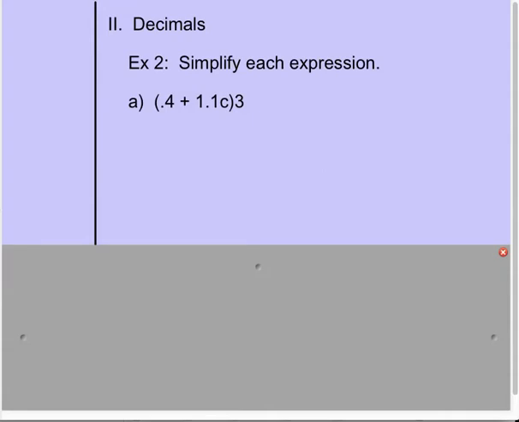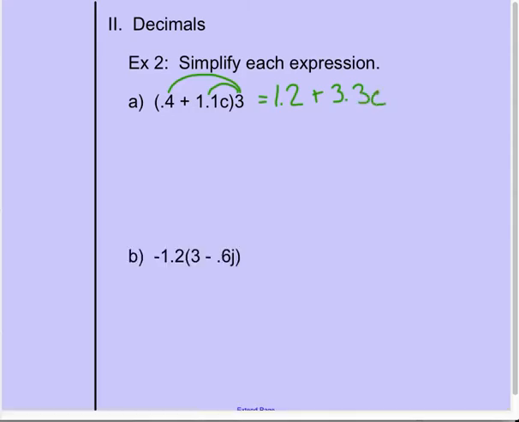Next slide, we're taking a look at decimals. So we are going to multiply an integer times a decimal. So we're going to think back to some of the skills we learned yesterday. 3 times 40 cents is $1.20, and 3 times $1.10 is $3.30. I'd like you to do the same thing. Pause the video, distribute, and see if you can get the answer on your own.